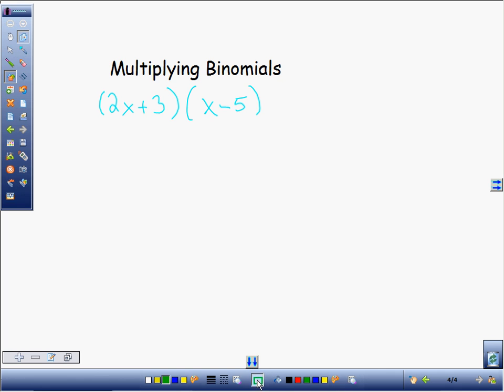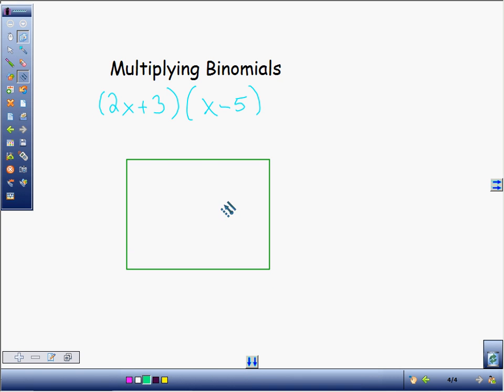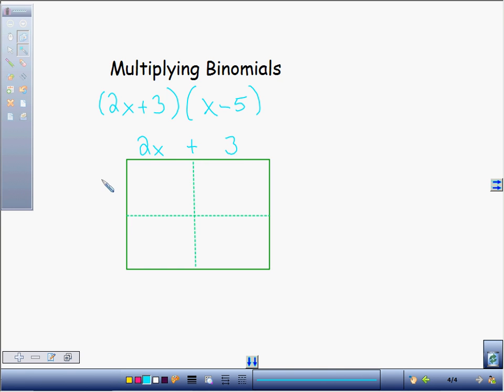So if I take a rectangle, just any rectangle, and draw it like this, it doesn't have to be proportional. I can divide that rectangle up like this and like this. Along the sides of the rectangle, this is a nice way to do it because it helps you stay organized. You call one side 2x plus 3, and then on the other side I put x minus 5.